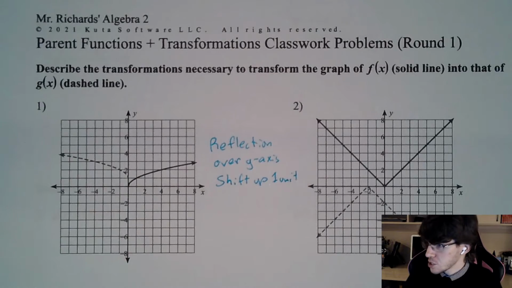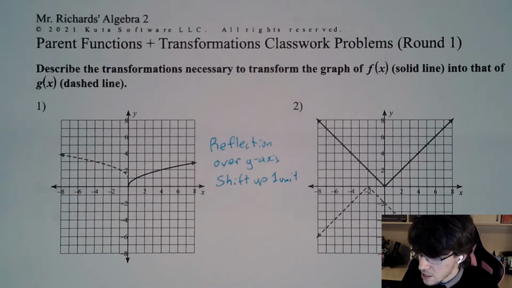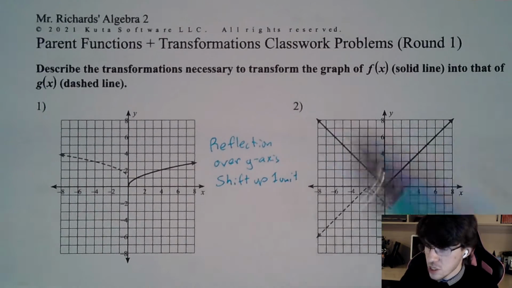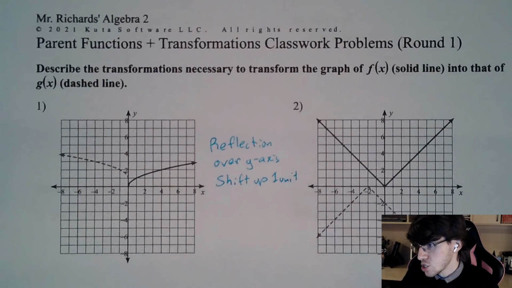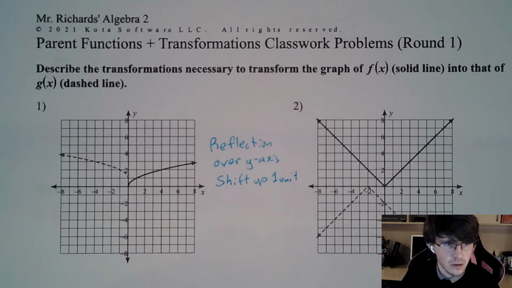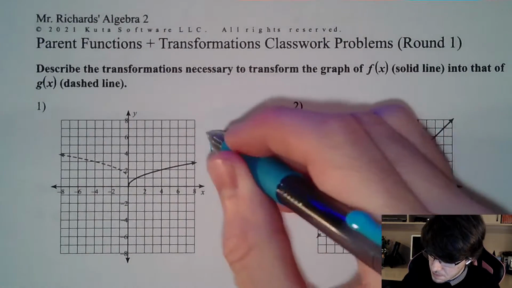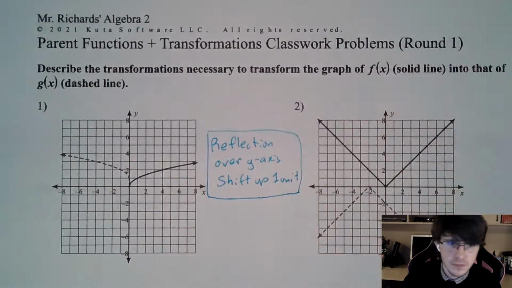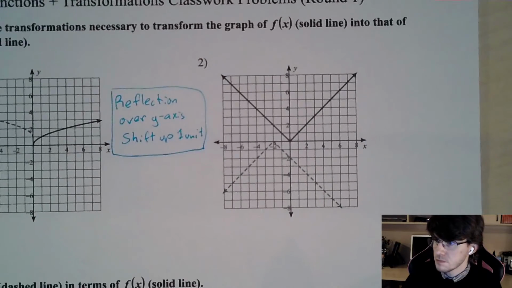This is the entire question. You simply have to use the correct language. The word is reflection when you're flipping it around, and shift up 1 unit. It's very important to understand this process and to do it. We've done it twice, but we're actually going to be repeating that process multiple different times in these questions. Here's our answer to number 1. Let's check out number 2.